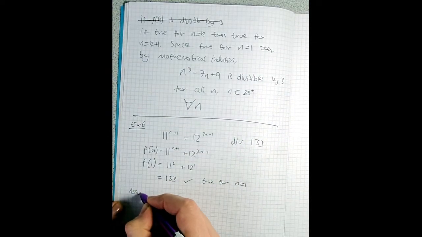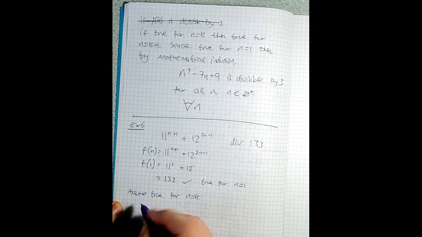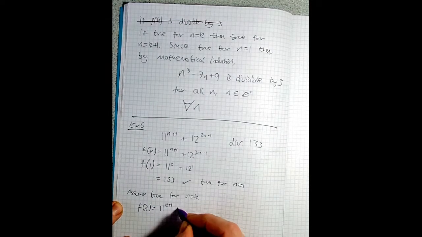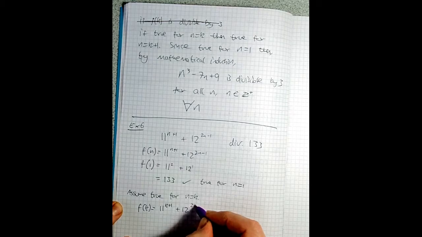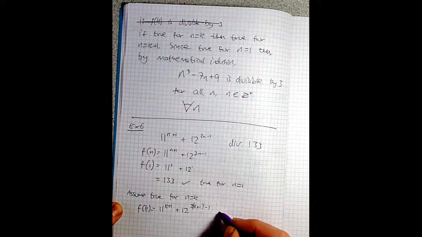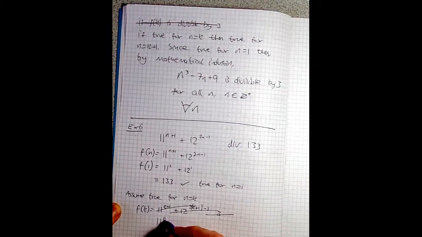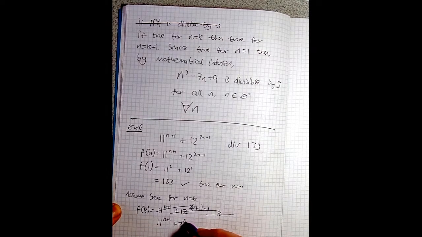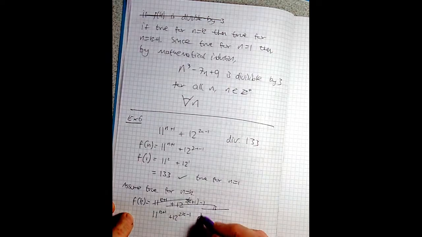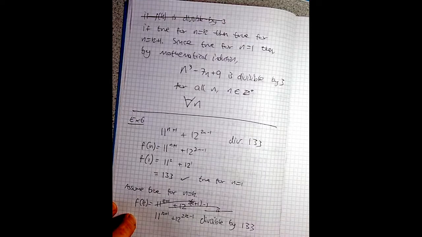Let's assume true for n equals k, so that f of k, which is 11 to the k plus 1 plus 12 to the 2k minus 1, I got ahead of myself, didn't I? Is divisible by 133.